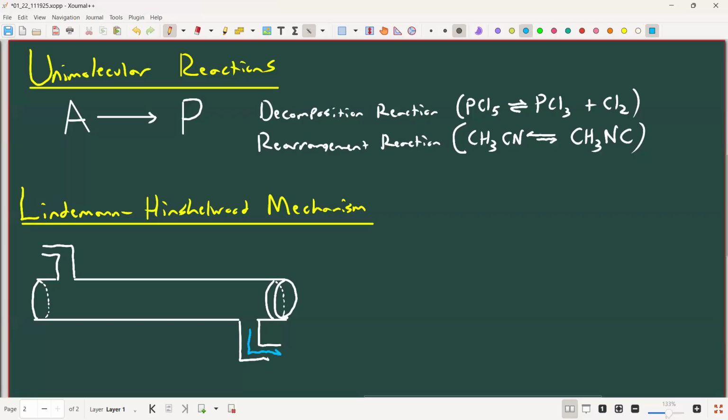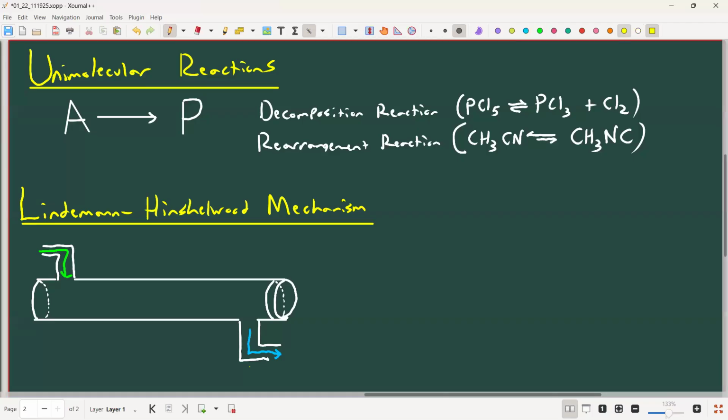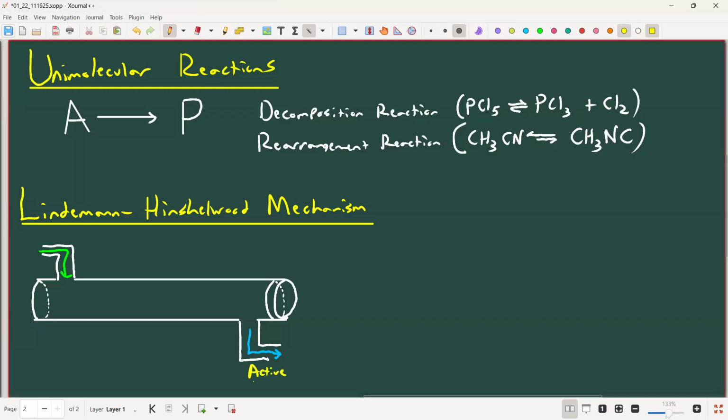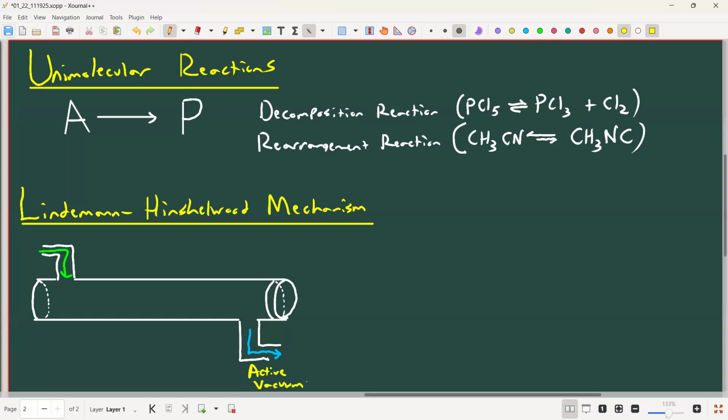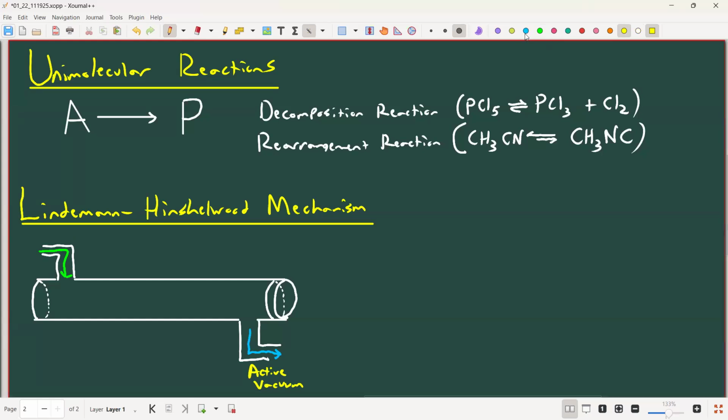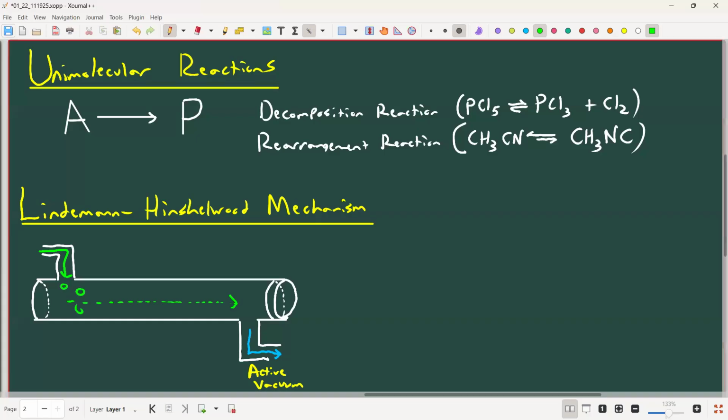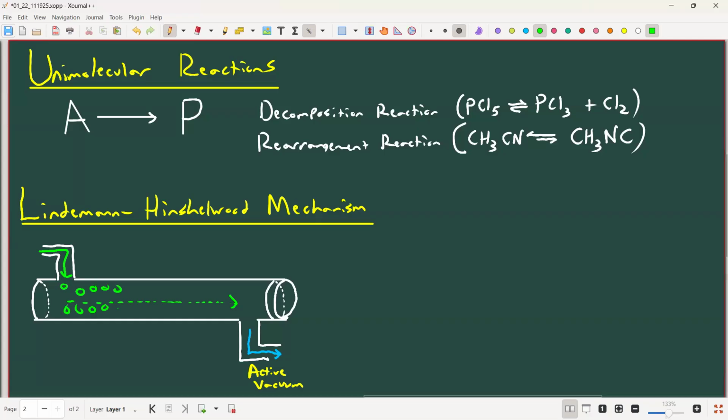So our gas molecules will flow in this direction. And we'll have an active vacuum here, so it's constantly sucking material out. So there's a net momentum to the air in this system, and so there's some flow in this direction. So you've got some gas and it's continuously flowing in this direction. Here's our gas particles, and they're compressing down here and getting sucked out.